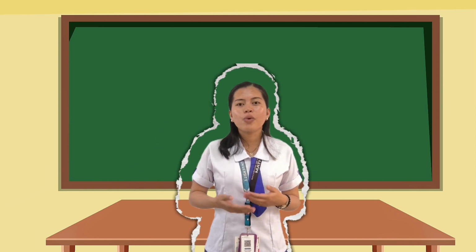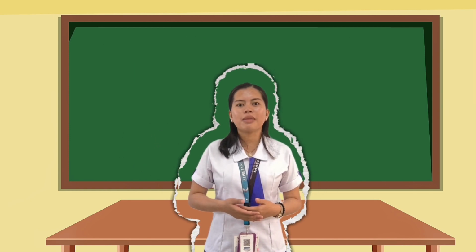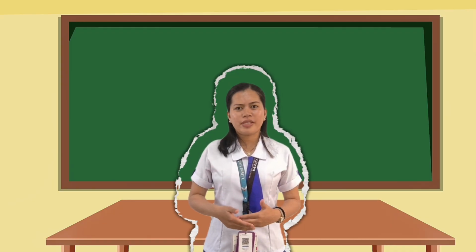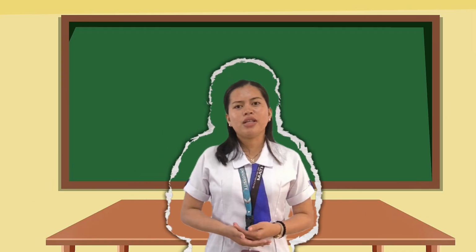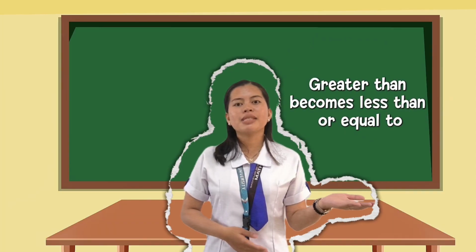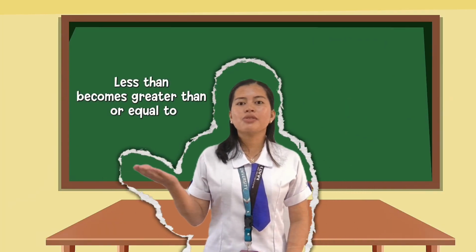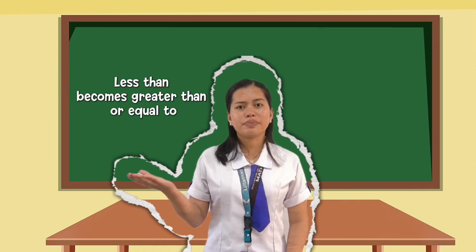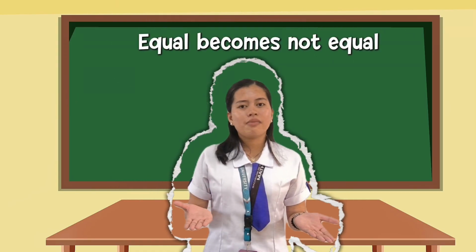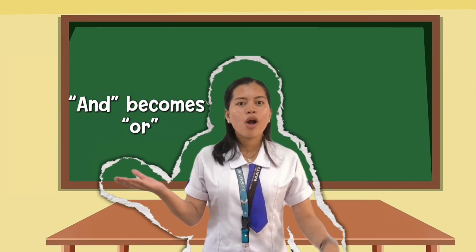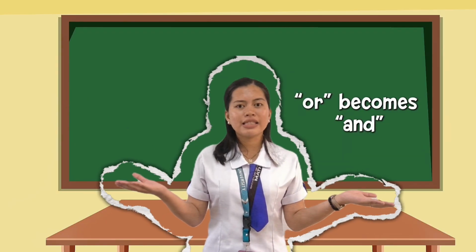When negating, we must also change the mathematical operations into their opposites. For example, greater than becomes less than or equal to. Less than becomes greater than or equal to. Equal becomes not equal. And becomes or, and or becomes and.